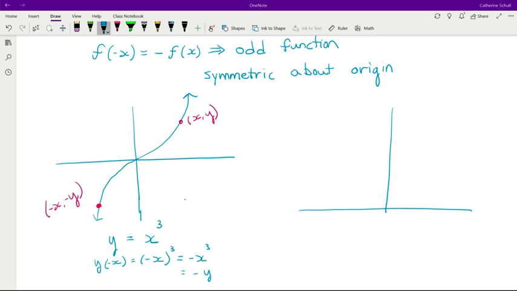Another example is our sine function. Again, I should have, there we go.